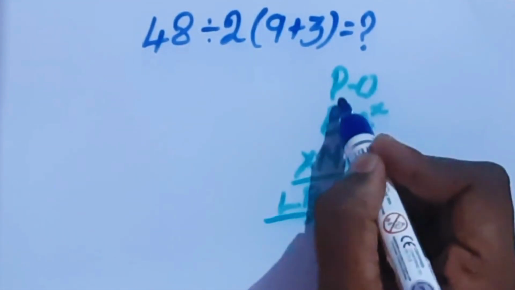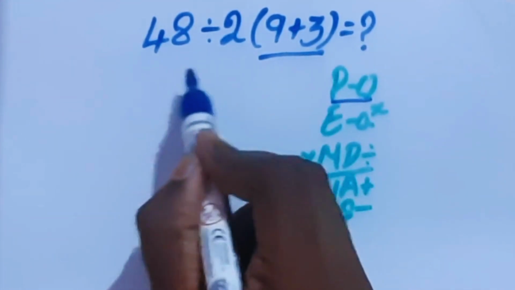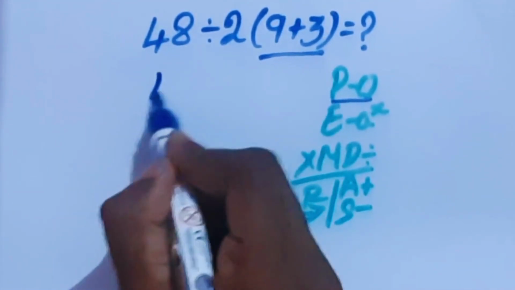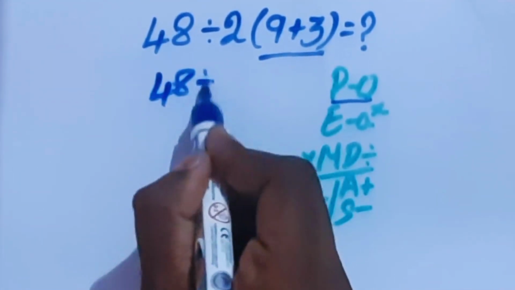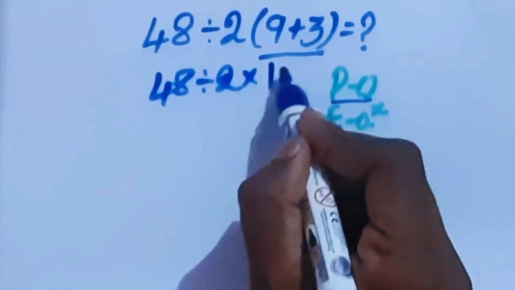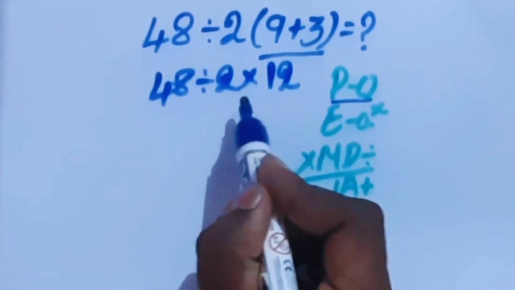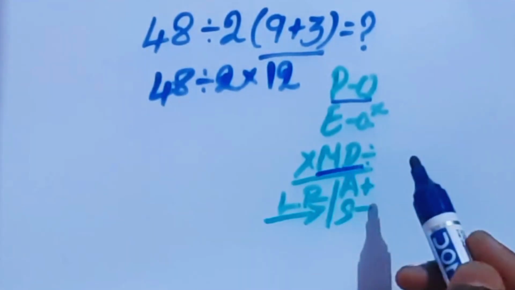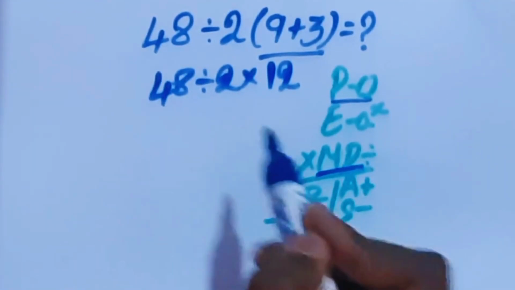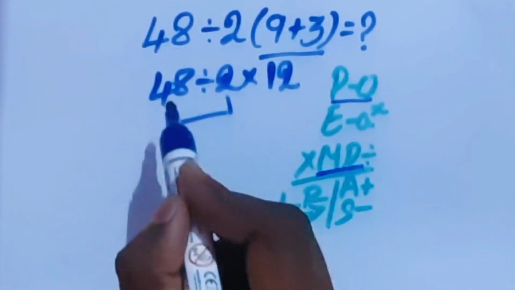Here as per the PEMDAS, this is the higher priority. Bracket is higher priority than other operations. So 48 divided by 2 times, 9 plus 3 is 12. Now here we have division and multiplication. Both are equal priority. For this we are going to follow another rule called left to right. Left to right here is this one.